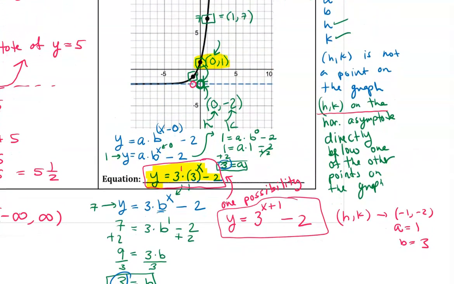So just remember, hk has to be on the horizontal asymptote, so along this line, and it has to be directly below one of the other points on the graph. I could have chosen that, which I did, and I got this equation, which is one correct version. Or I could have chosen that, and I would have gotten this version. I could have chosen this one. It would have been a little bit awkward because this is already part of the exponential growth, and usually hk is sort of right in the middle. But I could have used it and it could have worked. It would have given me some variation of this.